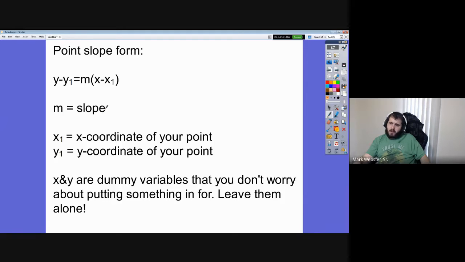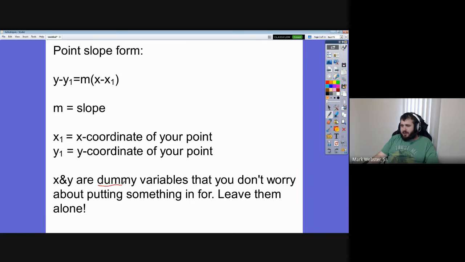So m, just like you remember from slope-intercept form, represents your slope. x1 and y1, those are your x and y coordinates. So they're going to give you a point, (1, 5), 1's your x coordinate, 5's your y coordinate, etc. Lastly, the x and the y that are in that equation that are just sort of x and y, a lot of people really, really badly want to put stuff there. Don't put stuff there. There's no reason to put stuff there. There's nothing there.